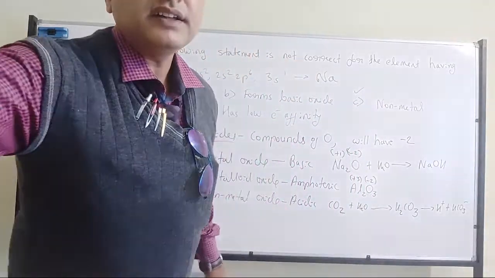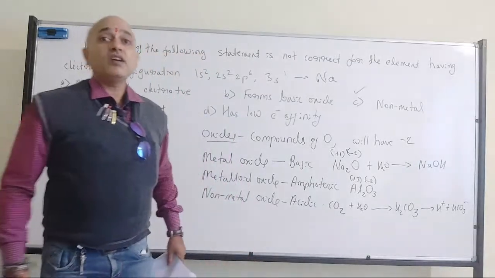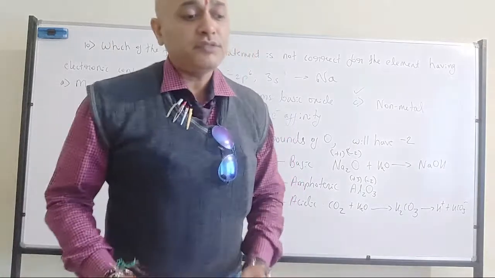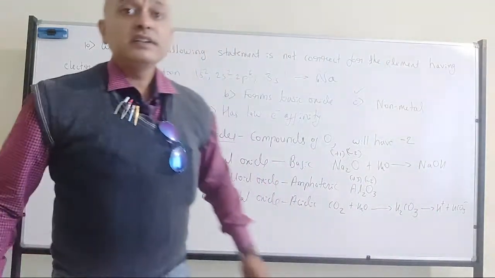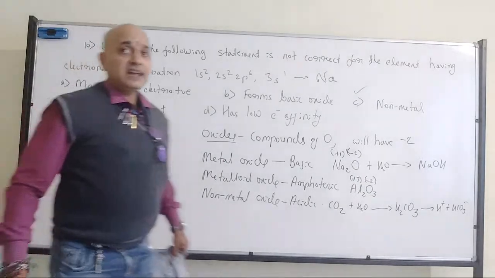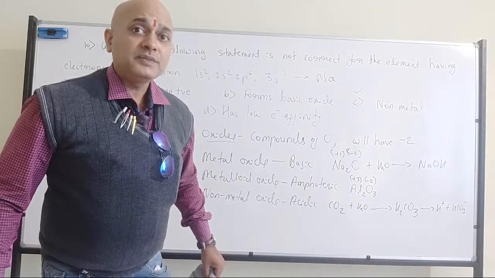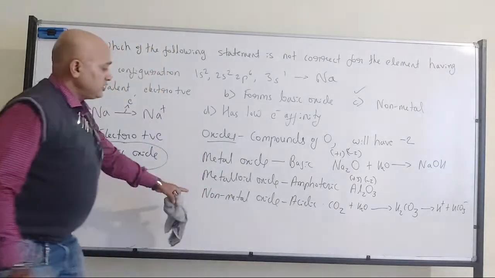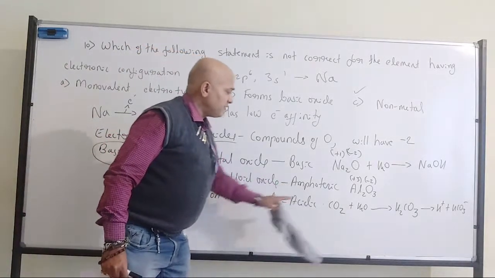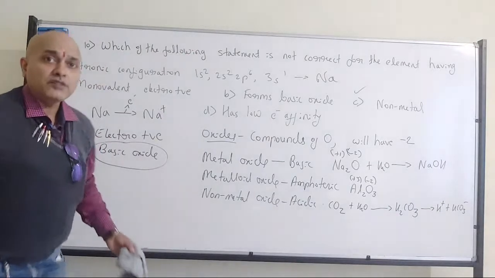Some of you had written about sulfur oxide. Yes, it is also an acidic oxide. They can form sulfuric acid, H2SO4, with water. Sulfur trioxide, SO3, if I take, can react with water to form sulfuric acid. Right? So that's where we have the non-metal oxide as acidic oxide, metalloid oxide as amphoteric, and metal oxide as basic oxide. All of you have understood?